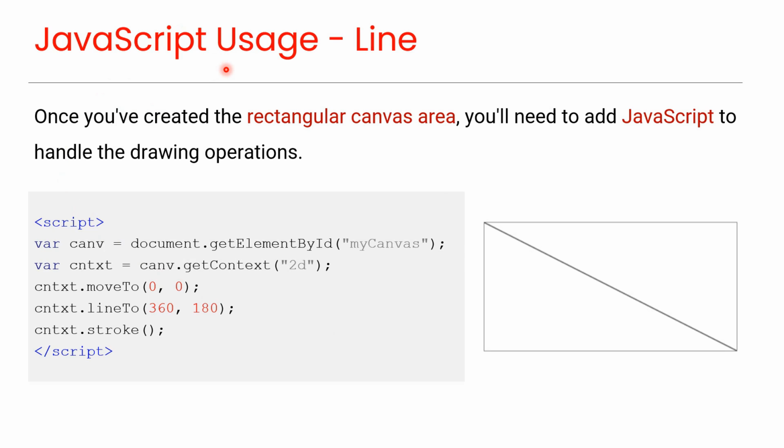JavaScript usage. Once you've created the rectangular canvas area, you'll need to add JavaScript to handle the drawing operations. As you can see in this code, we are drawing a line starting from these coordinates, which represent this corner, and ending on these coordinates, which represent this corner. And you can see the line preview here.